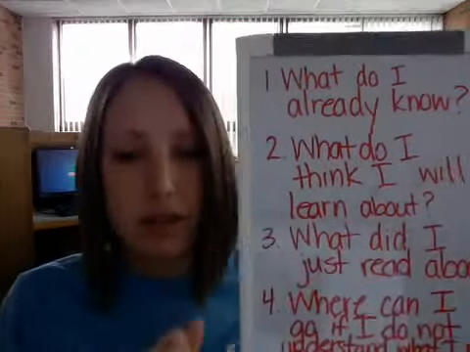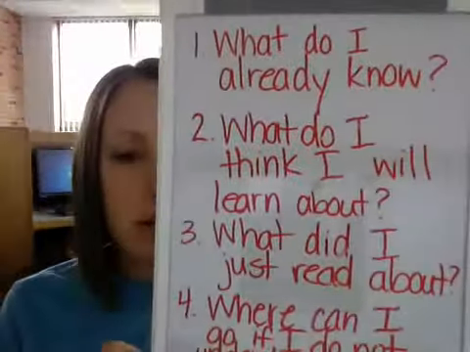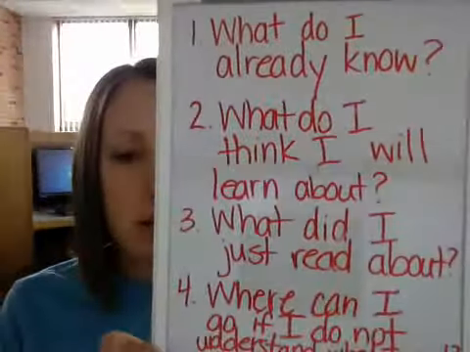So now we're going to go over these think aloud strategy questions on the board. I don't have a big board, so I'm just going to use this little board. The first question: what do I already know? And what you already know, we talked about, is prior knowledge. Prior knowledge is what you already know.